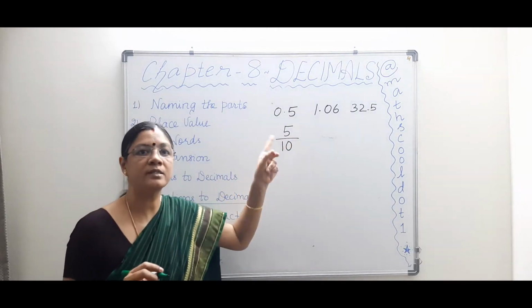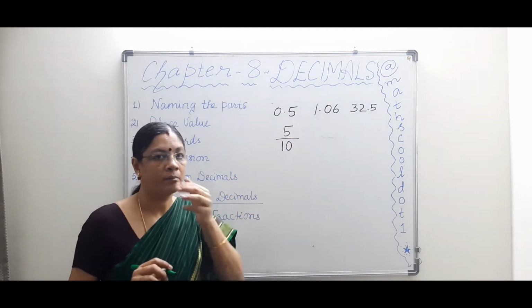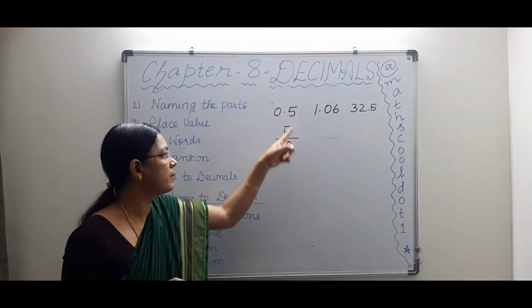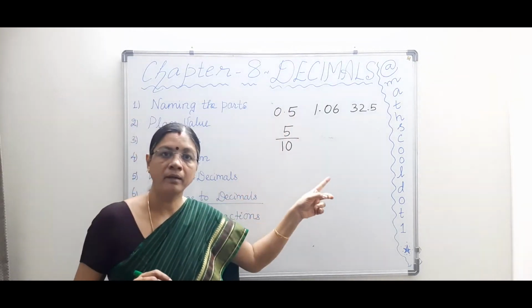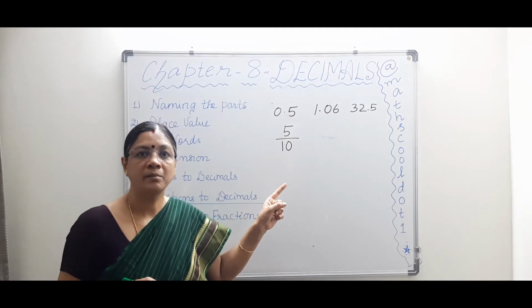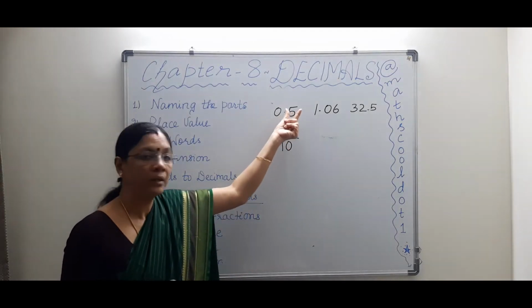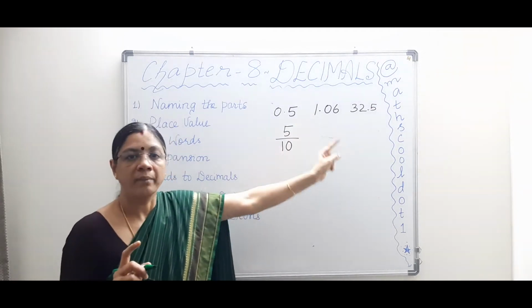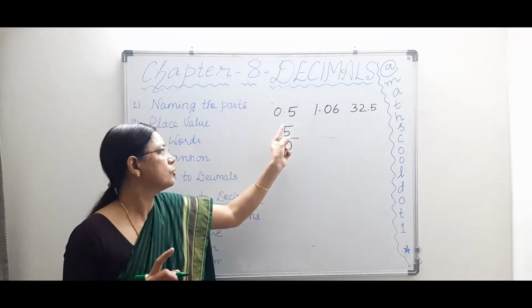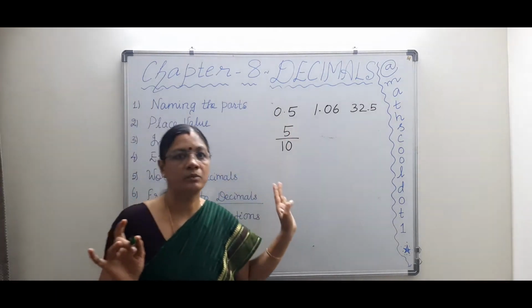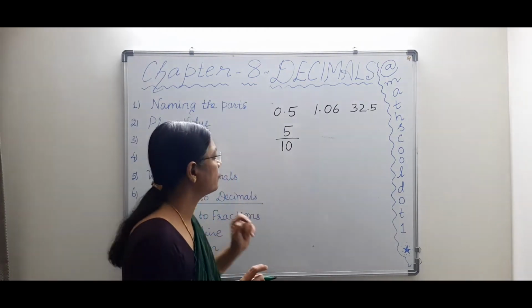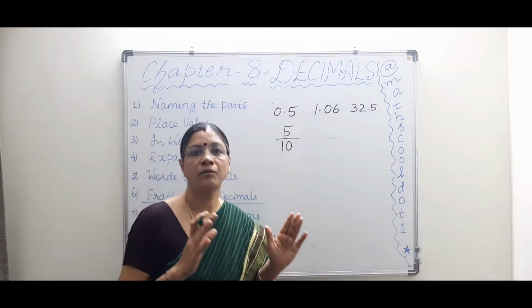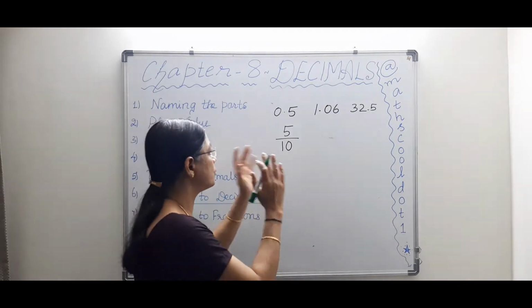Now just check the answer by converting the fraction back to a decimal number. So 5 by 10, how can it be converted into a decimal number? I told you, just write the numerator alone, then see how many zeros are there. 10. So from the right you move one place towards the left, so 0.5. So that is absolutely right. Now this 5 by 10 is the fraction equivalent to 0.5.